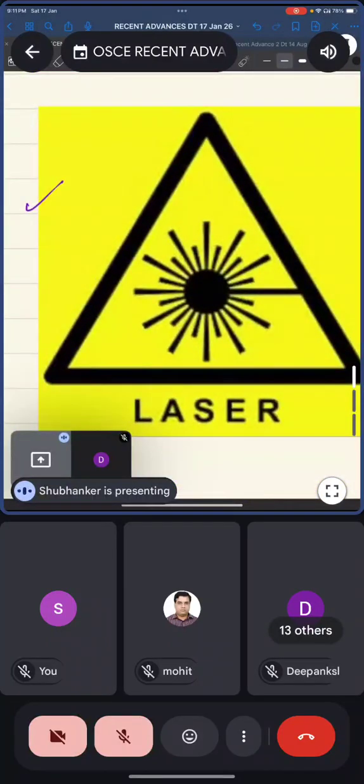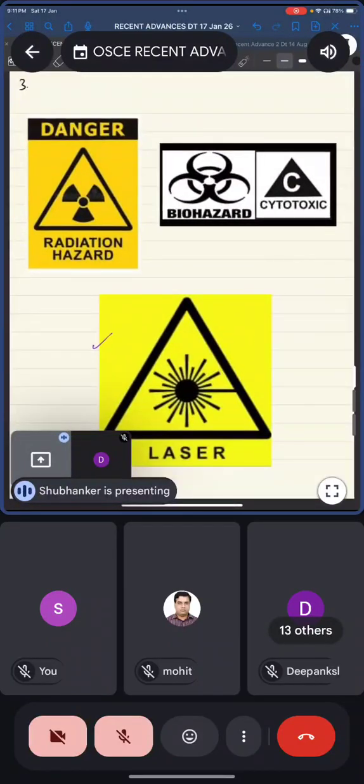Now coming to this, see, this is what we saw just now, the image of laser. Now similarly there are few other images which can come, and if they are asked as A, B, C, D, identify what is A, B, C, D, it might become a little bit of a hectic thing. So I had put all these 4 images in one slide. This is your radiation hazard, this is your biohazard, and this is your cytotoxic waste.